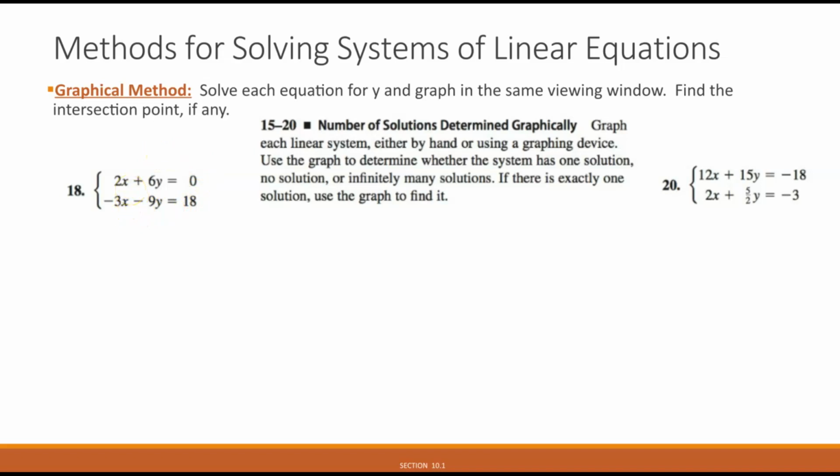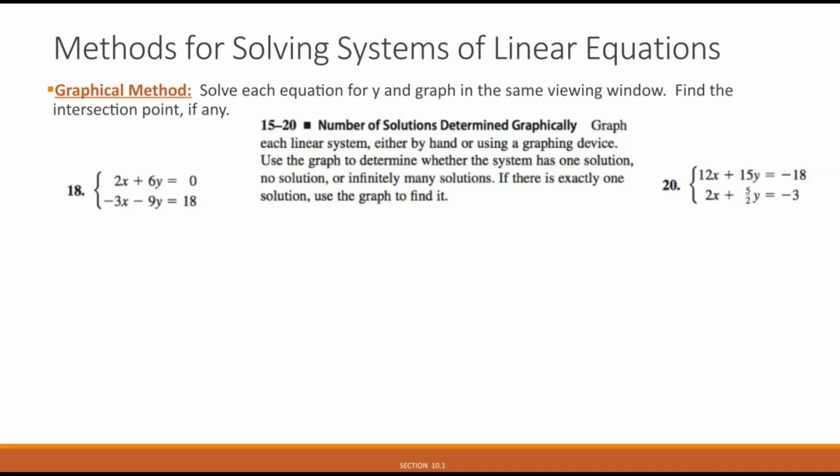How we know so far to solve a linear system is by substitution: solve for one variable, plug into the other. Elimination: make the variables have the same coefficient, one negative, one positive, so that when we add the two equations together, a variable is eliminated. And then we have a graphical method.